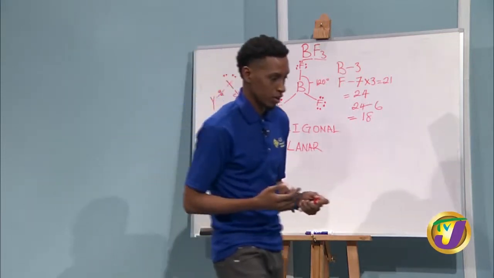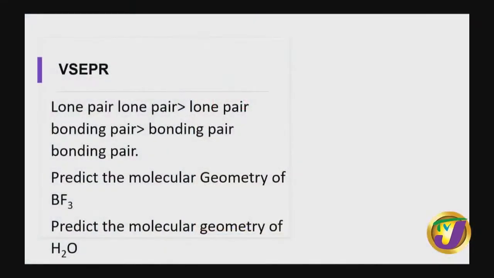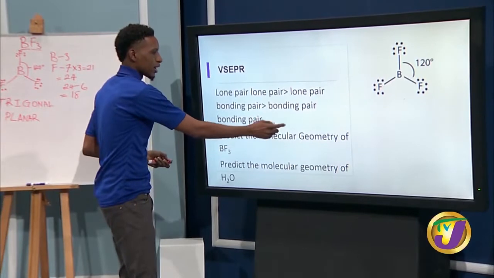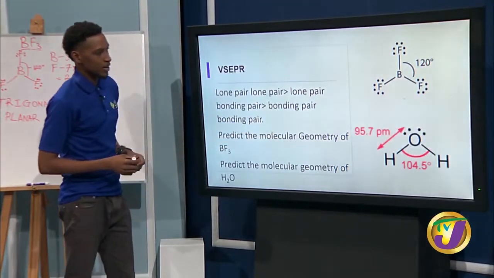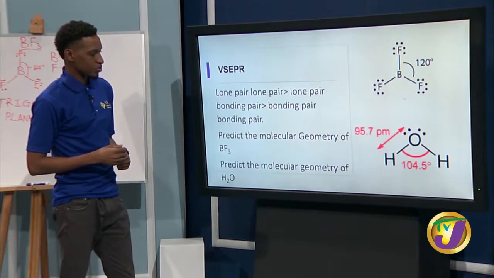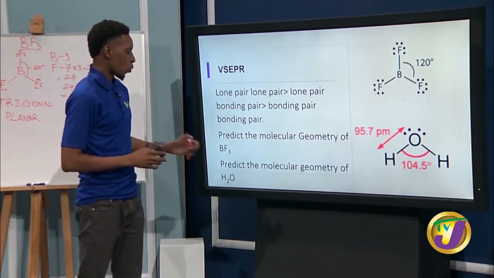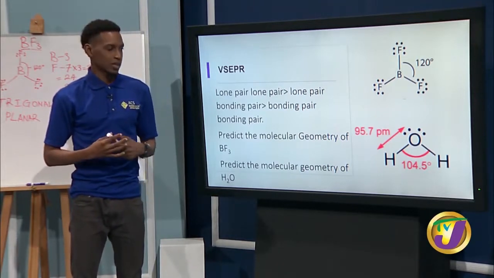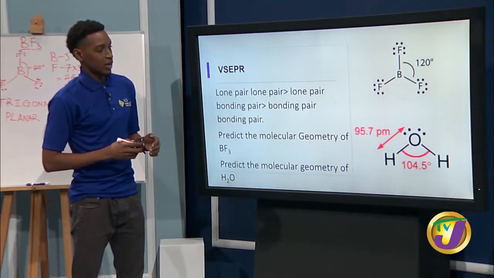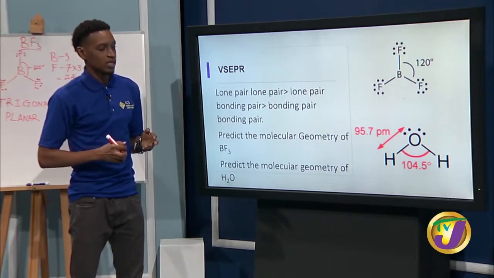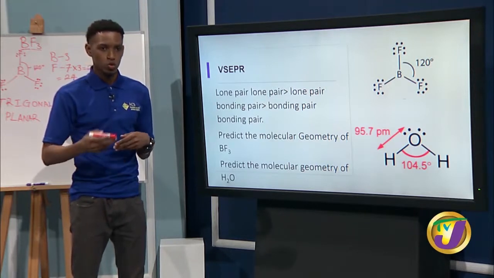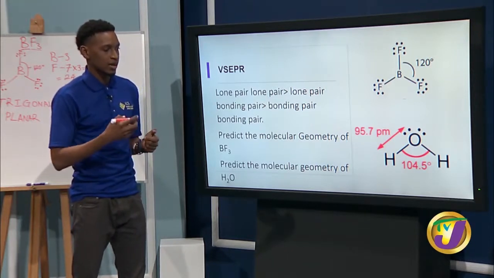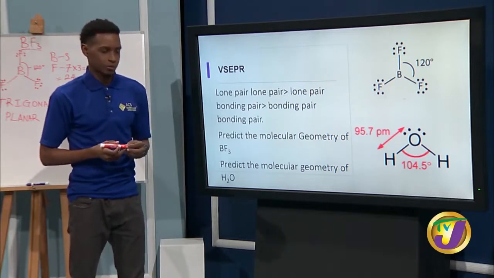Now let's move back to the smartboard. So we'll be moving back and forth between the smartboard and the whiteboard. Now you can see the bond angles in BF3. Now, for water, the shape of water is what we call V-shaped, and you can see it here on the screen. The bond angle in water is 104.5 degrees, and I'll show you why the bond angle in water is less than that for BF3.